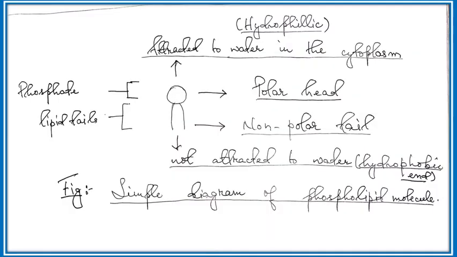This is the simple diagram of a phospholipid molecule. This one is the head part, which is polar in nature. It is attracted to water in the cytoplasm and hence it is also called hydrophilic. The tail part is a non-polar tail. It is not attracted to water. It is also called the hydrophobic end. The head part is made up of phosphate, whereas the tail part is made up of lipid.